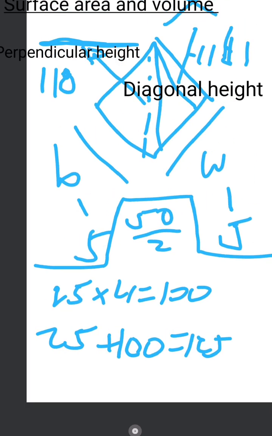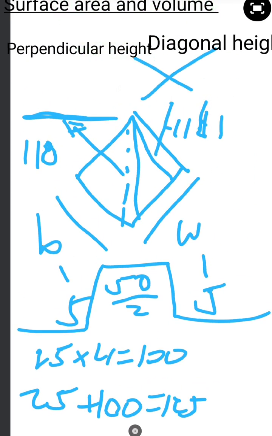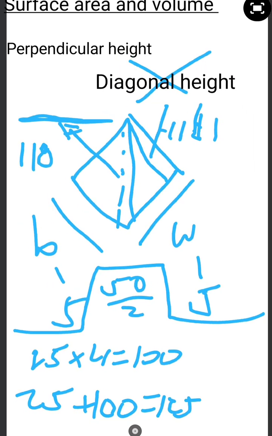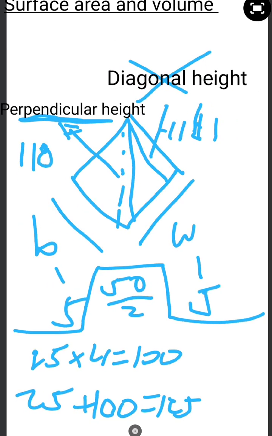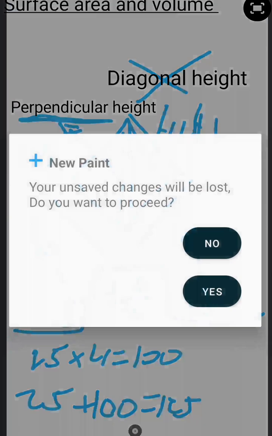Note down anything you want, by the way. And I've mentioned that a couple of times now, but it's very good noting down. So, perpendicular, not diagonal. Let's move on to cuboid.